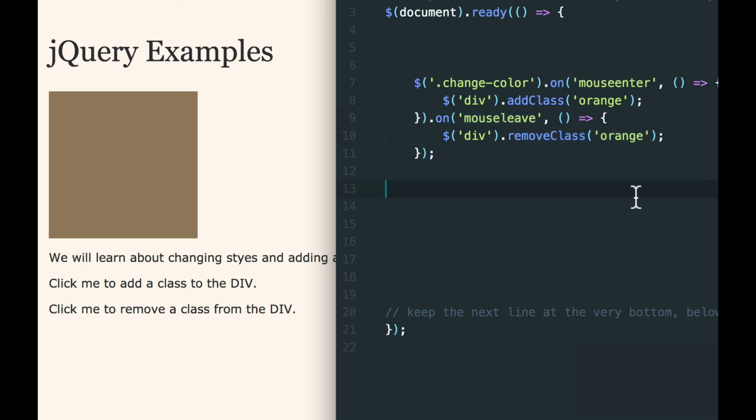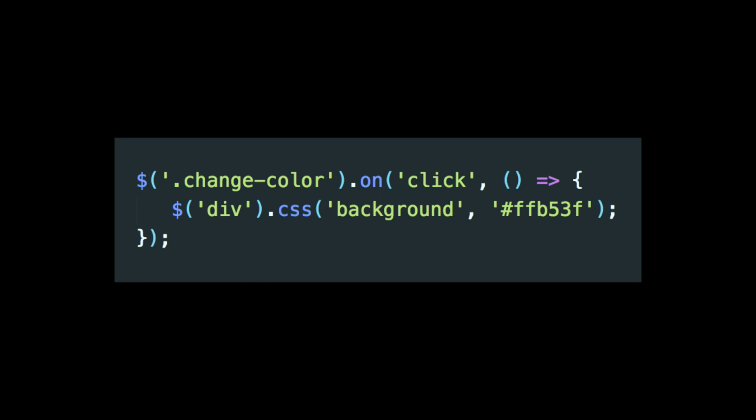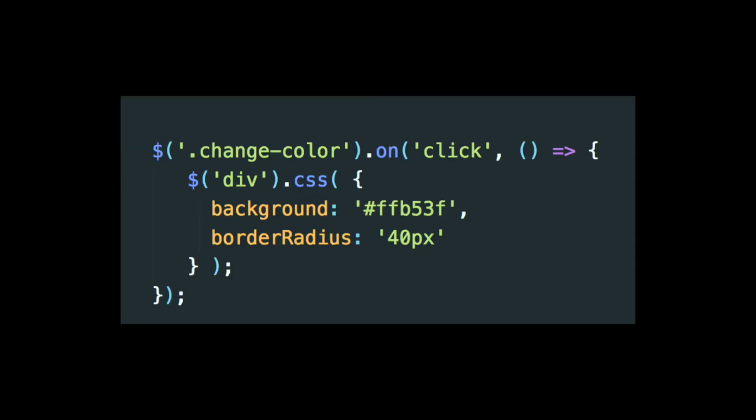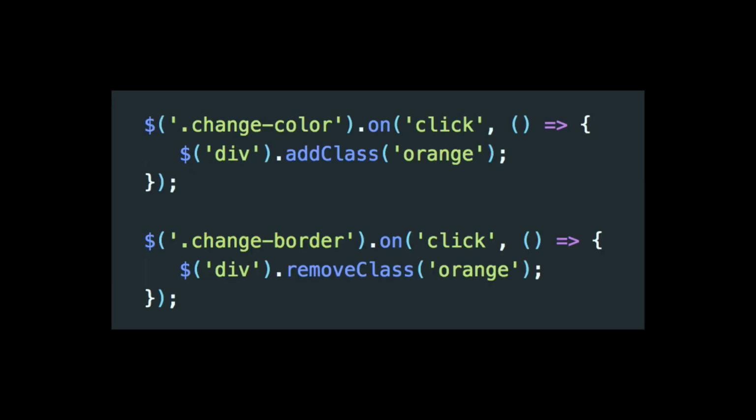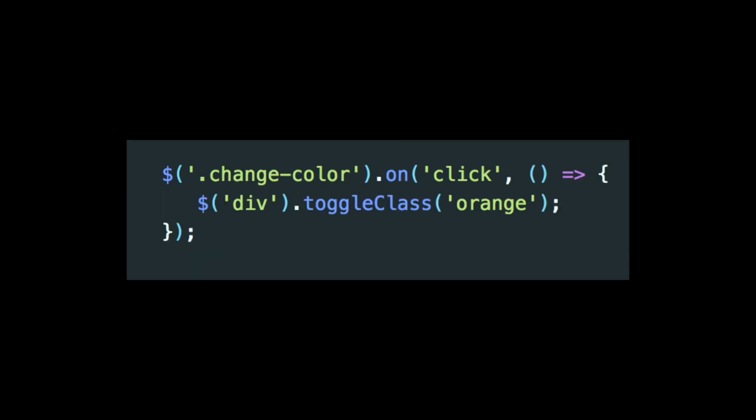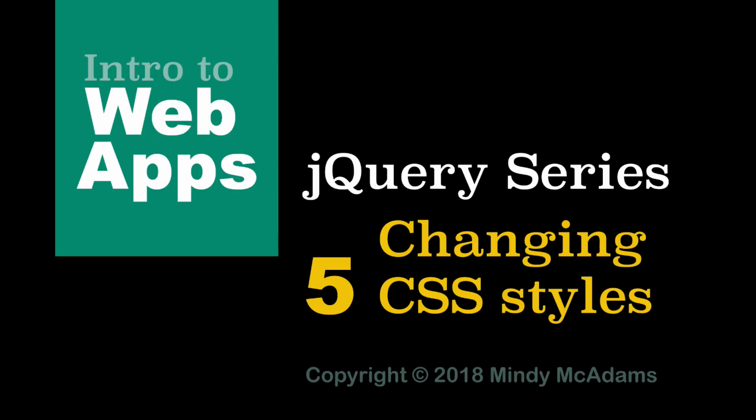So lots of things we can do with these. So what have we covered in this video? We have covered the CSS method. We have covered it when you put only one property and value into it. We have covered the way that you can put multiple property value pairs into it by adding curly braces. And we've also covered addClass, removeClass, and toggleClass. So we've covered all the things that jQuery can do with CSS styles.